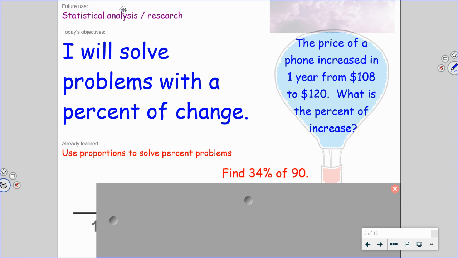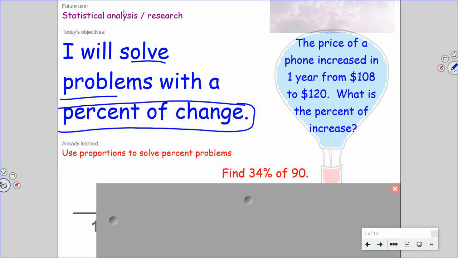So our goal again is to solve problems with percent of change, solve being the action word. For instance, the price of a phone increased in 1 year from $108 to $120. What is that percent of increase?